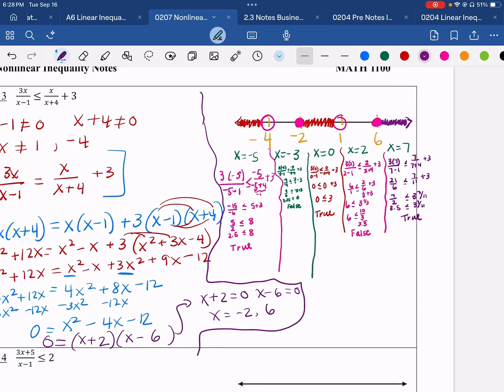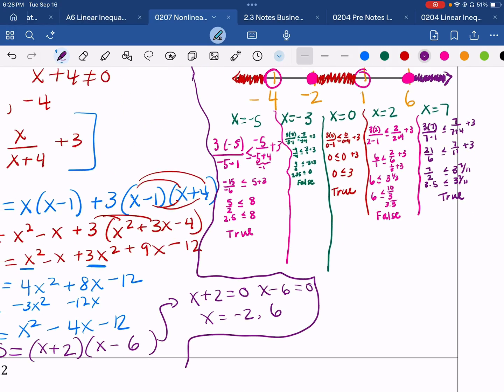So what is my inequalities for this solution set? It's parentheses, negative infinity, comma, 4, parentheses, union, bracket, negative 2, comma, 1, parentheses, union, bracket, 6, comma, infinity.